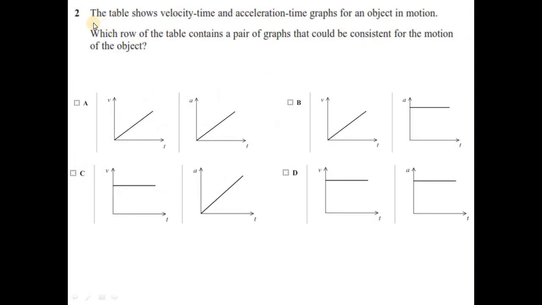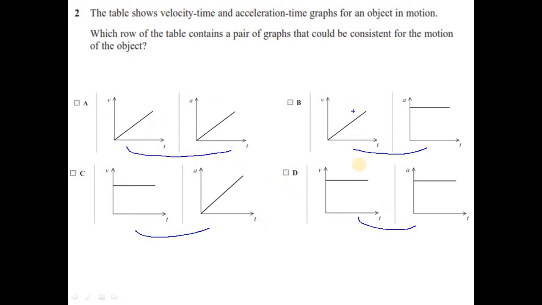Question number 2. The table shows velocity-time and acceleration-time graphs for an object in motion. Which row of the table contains a pair of graphs that could be consistent for the motion of the object? So this is your first set of graphs. This is your second set, a third, and the fourth, A, B, C, and D.